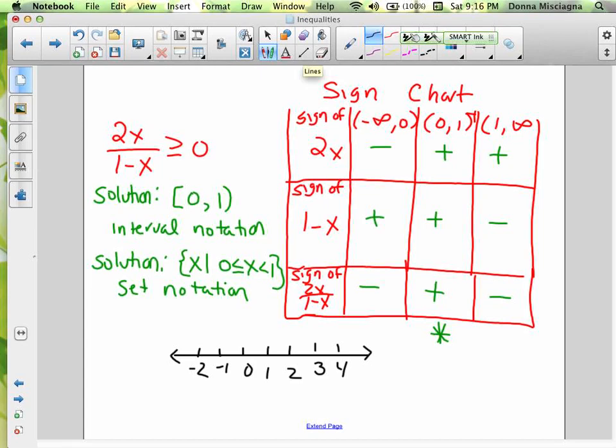All right, so we are including 0. Actually, I'm going to do it in a bright color. We're including 0, so we're going to have a closed dot there. We are not including 1, so we're going to have an open dot. You could also do this, and this would also be acceptable. Just so you know every possible way.